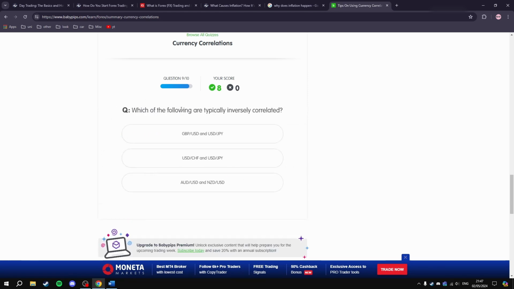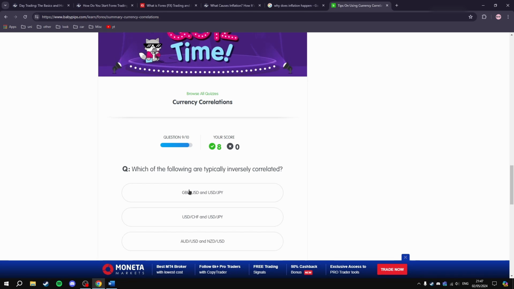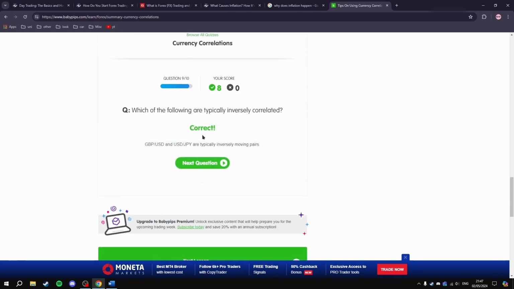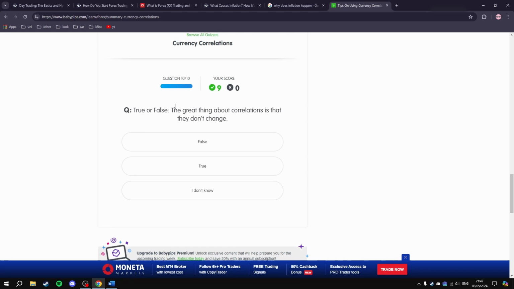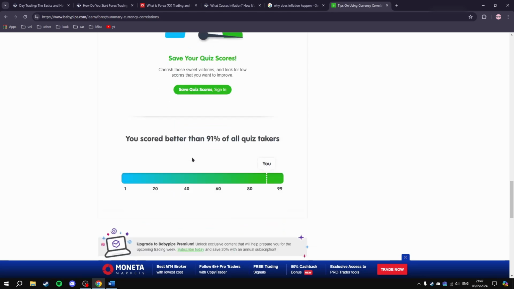Which of the following are typically inversely correlated? GBP/USD and USD/JPY are typically inversely moving pairs. True or false? The great thing about correlations is that they don't change. False. Correlations between pairs can be strong or weak and last for weeks, months or even years, but always know that they can change on a dime. Nice.